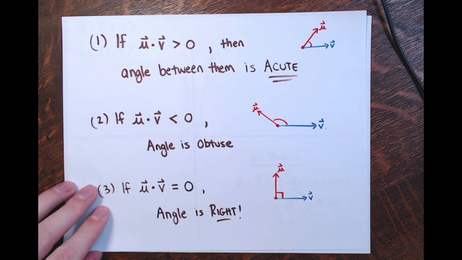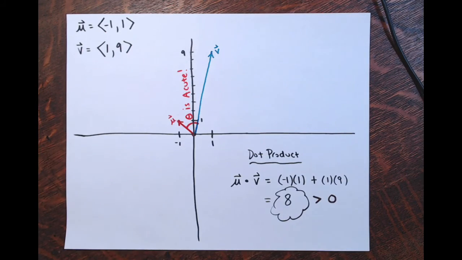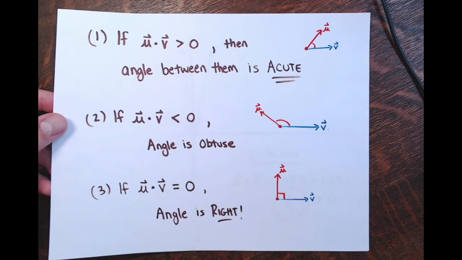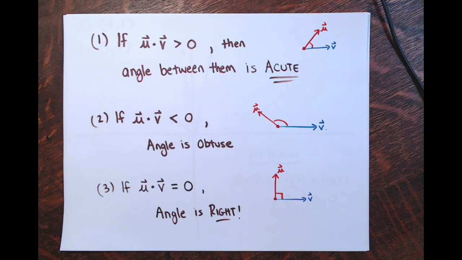So that's a very quick and easy way to determine if two vectors are not perpendicular. So these two are definitely not perpendicular because their dot product is not 0. And the dot product is positive. And again, if the dot product is positive, the angle between them will be acute. If the dot product is negative, the angle between them will be obtuse. If the dot product is 0, the angle between them will be 90 degrees.